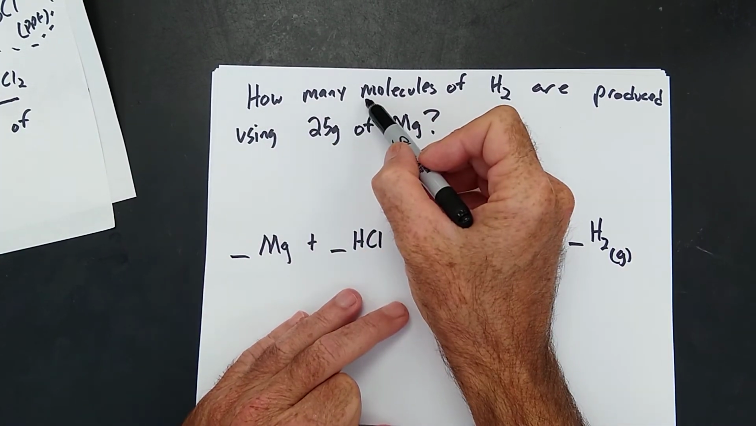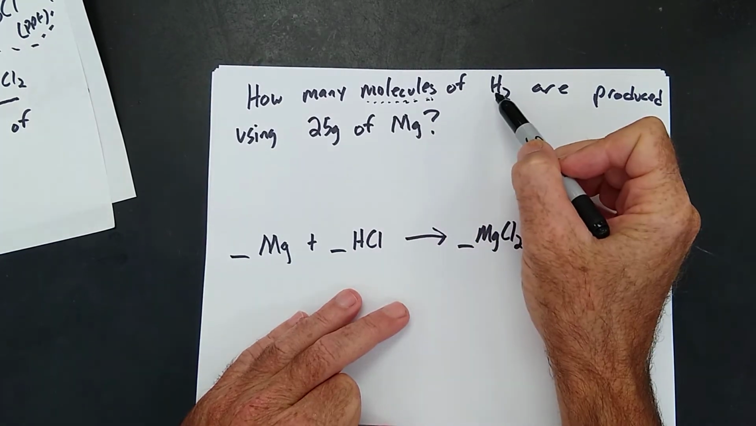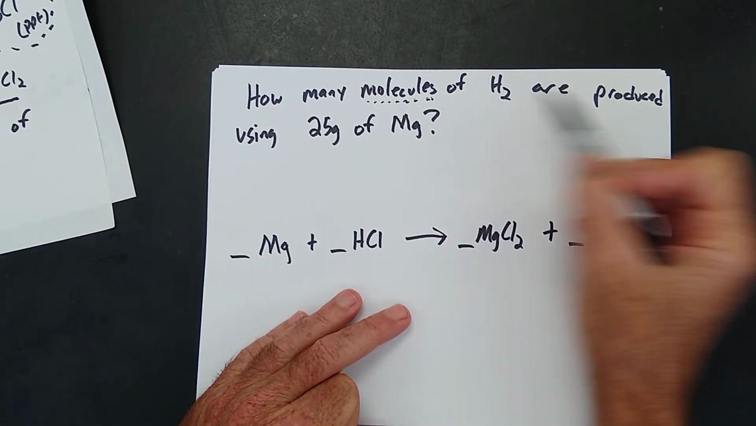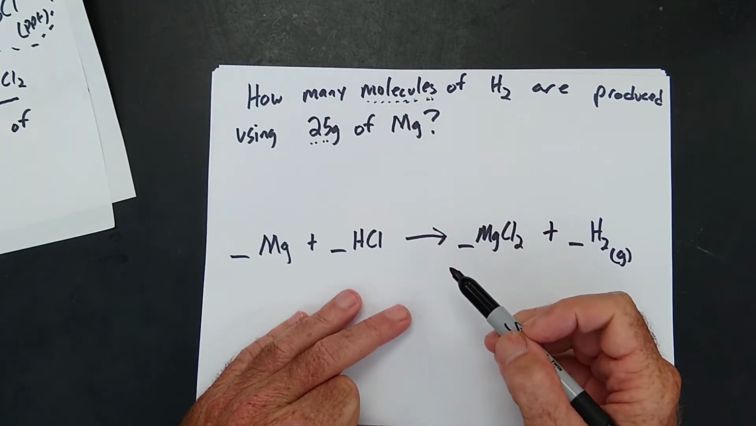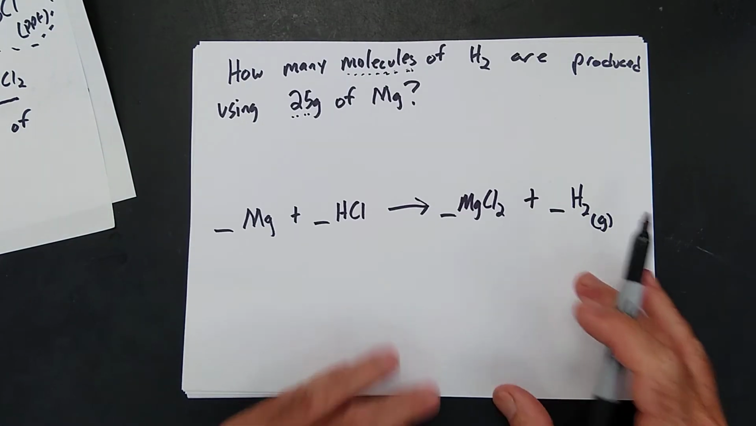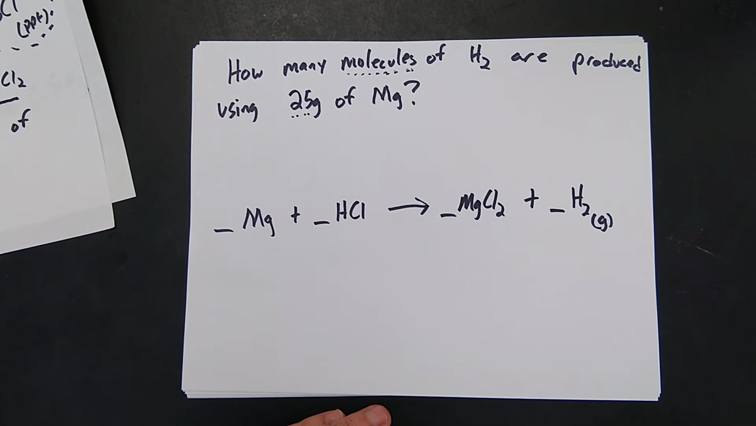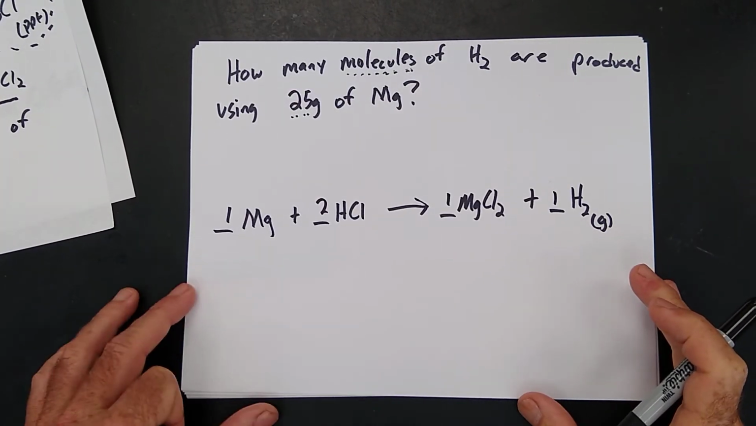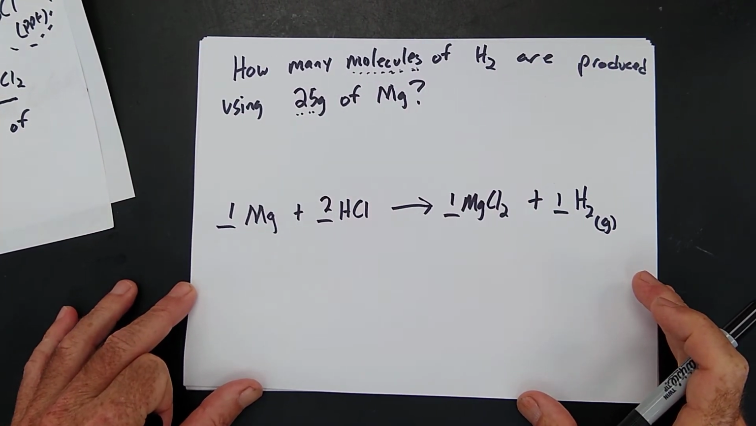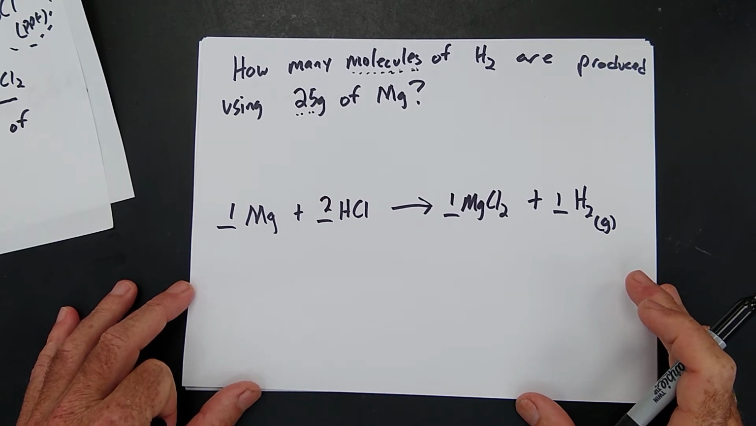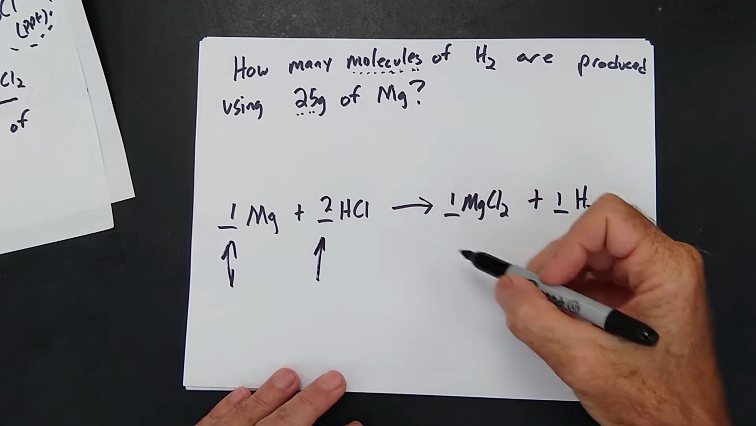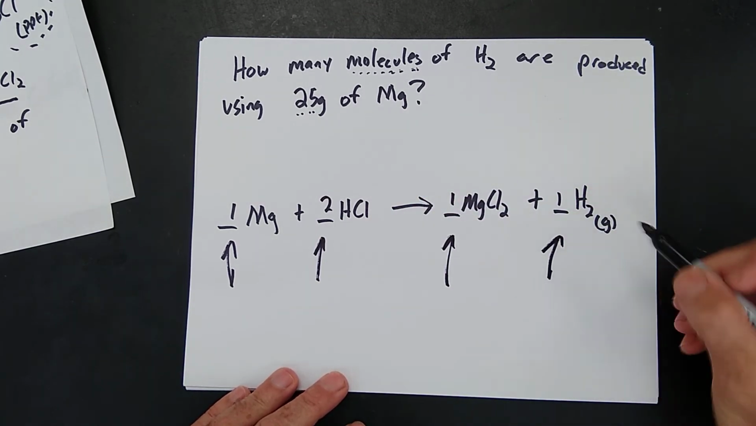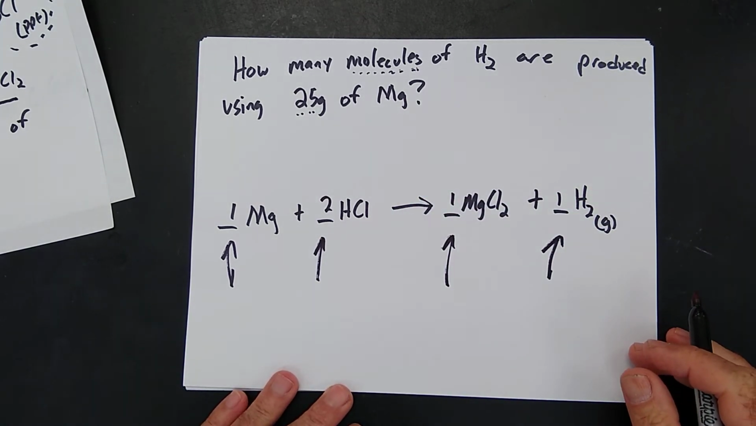How many molecules of H2 are produced using 25 grams of magnesium? Now, the first thing we have to do is balance, so what are the balance numbers? That's right, it's 1, 2, 1, 1. And now here we go. I'm going to ask you a question. What do these numbers stand for? What units? Okay, right, those stand for moles.